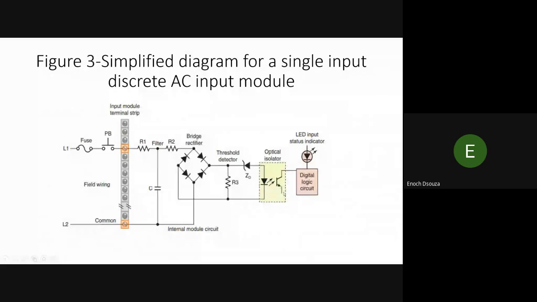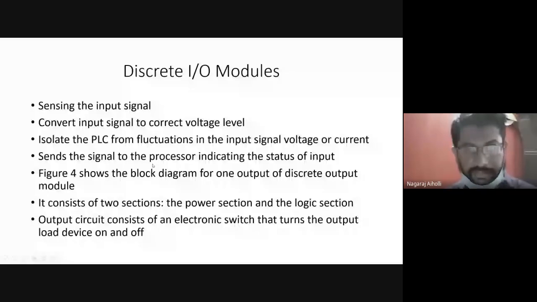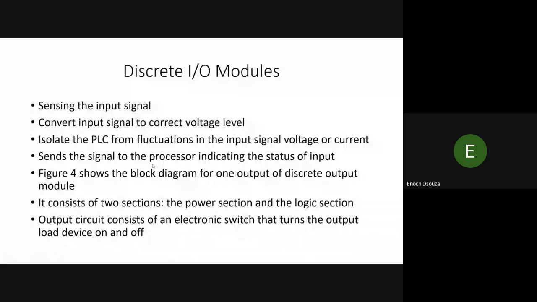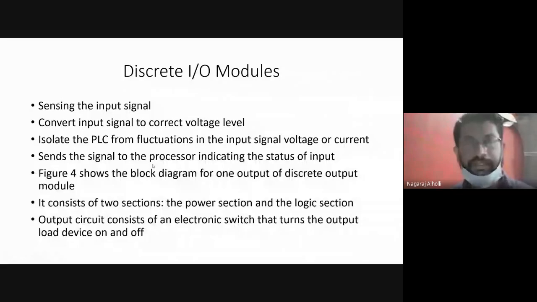So the bridge rectifier, can you, sir, briefly explain? Rectifier circuit. You want me to explain the rectifier circuit? Bridge rectifier. Okay, I'll come to that. Yes, I'll come to that.